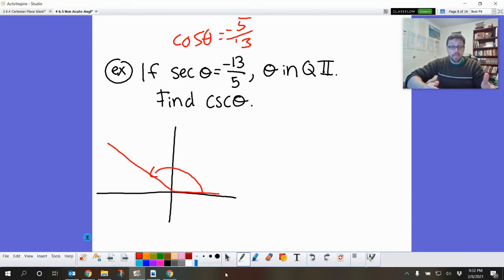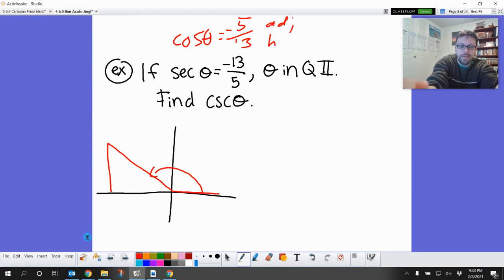Now that I've drawn my angle, I need to fill in my side lengths. So cosine is negative 5/13. But does that negative go with the 5 or the 13? Well, cosine is adjacent over hypotenuse. Oh, well, that makes it easy because the hypotenuse is always positive. So the adjacent side must be negative, which makes sense because we're going in the negative direction on that x-axis.